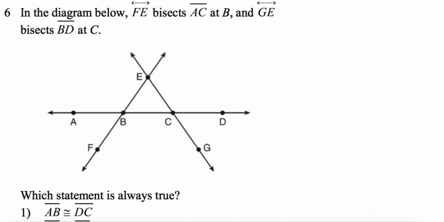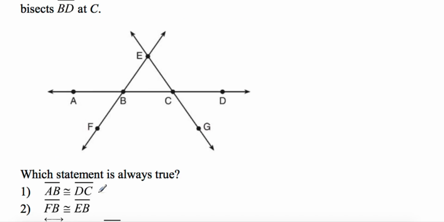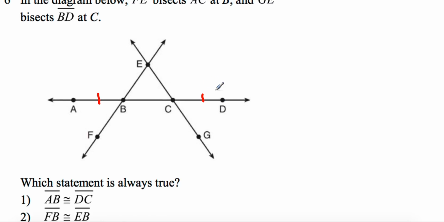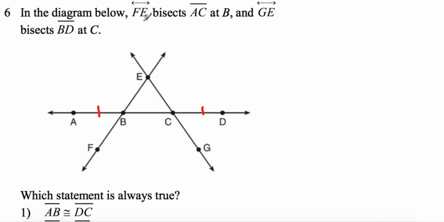Let's look at number 6. Here, which statement is always true? AB is congruent to BC. AB is congruent to DC. Why is that? They simply said that FE, which is this one, bisects AC. So we know that this portion is equal to this portion. And then GE, which means this line over here, bisects BD at C. So that means all three segments are equal to each other.